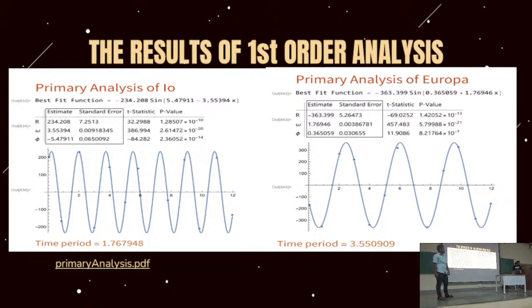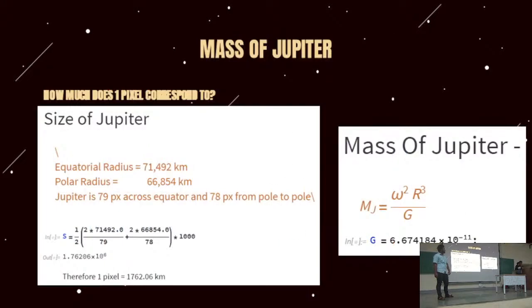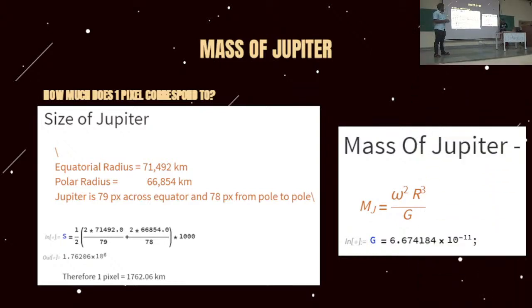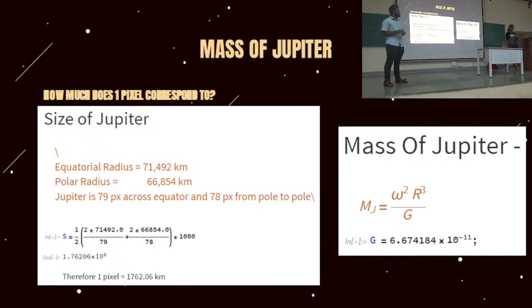Next, using the data, we calculated the mass of Jupiter. Since we have the time period, we know this equation. We have found omega using the first analysis. We know the relative distances between Jupiter and the moon because of the pixel distances. We don't know the actual distances, obviously, and then we took the standard value of G. To get the actual value of R, we took it from the literature itself. From the literature we have the value of R, we have omega, we have G, so that's how we calculated the mass of Jupiter.